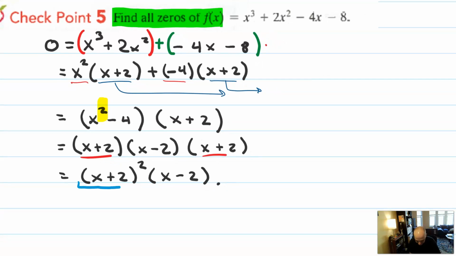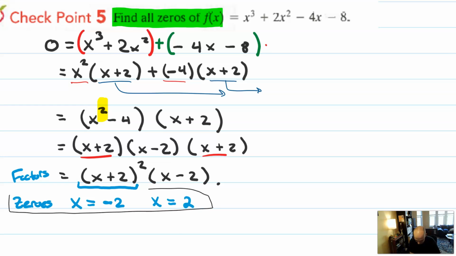Every factor correlates with a 0. So this factor of x plus 2 will have a 0 of x equals negative 2. And the factor of x minus 2 will have a 0 of x equals 2. So the zeros are going to be negative 2 and 2.